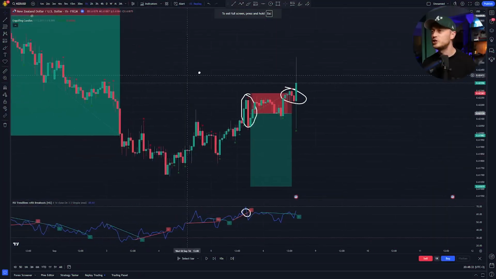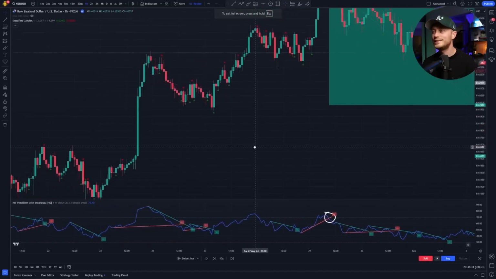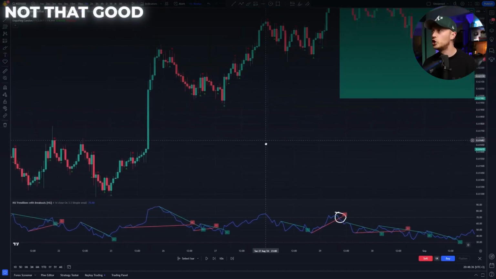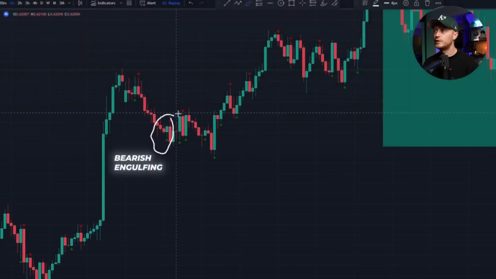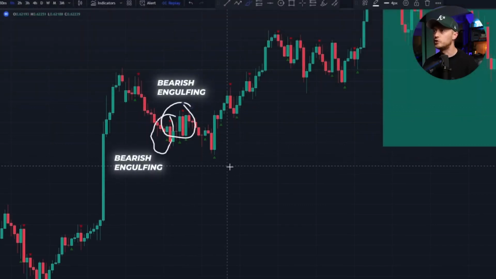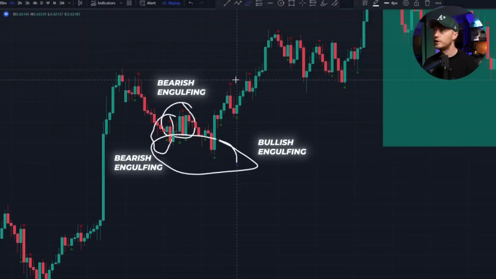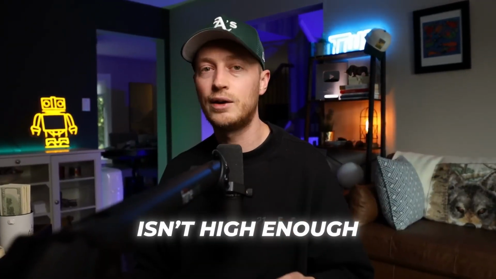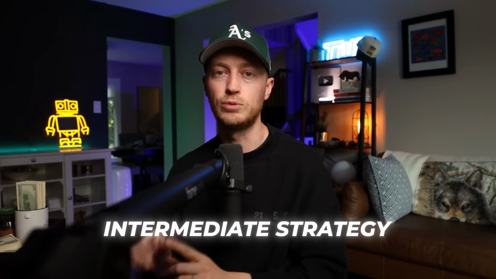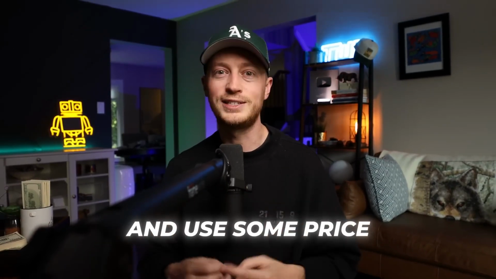But if I go back to the chart right here, this beginner strategy is really not that good because there's just so many signals, right? You've got a bearish engulfing here, a bearish engulfing here. Look, you've got bullish engulfings all here, another bearish engulfing here. If you line them up perfectly with your break, you can do pretty well, but the win rate isn't high enough, which is why we have to go to the intermediate strategy and use some price action. So like the video, let's move to the next strategy.